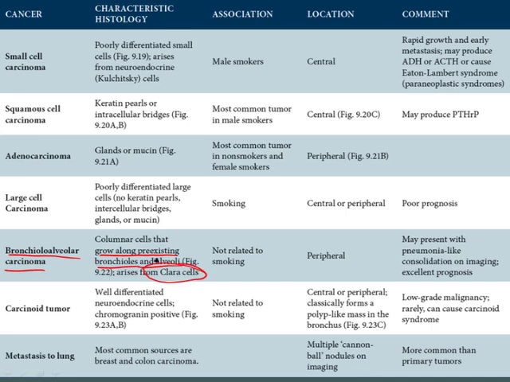It's not related to smoking. It's classically peripheral. And one of the very important features to be aware of is that this tumor can present with pneumonia-like consolidation on imaging, but it has an excellent prognosis. And so again, these are a few classic features of bronchiolo-alveolar carcinoma.